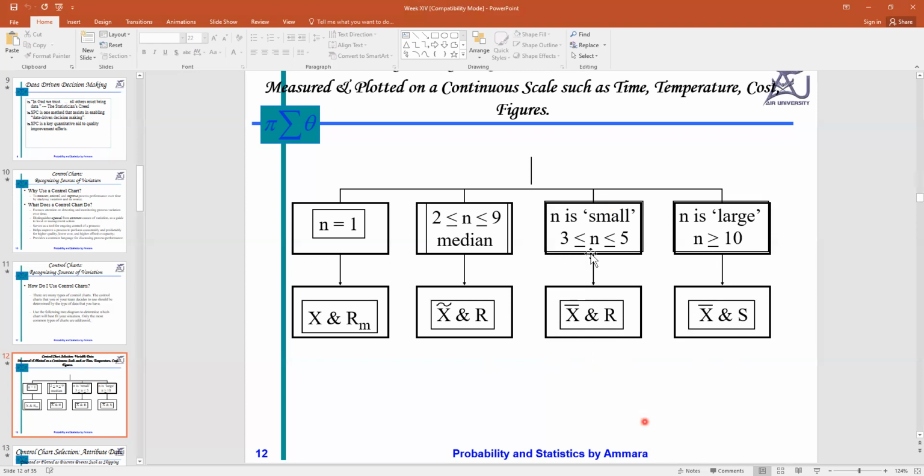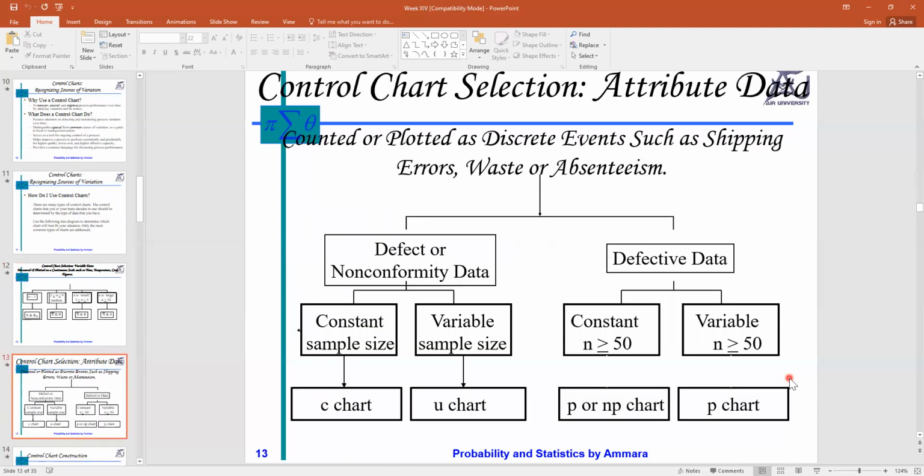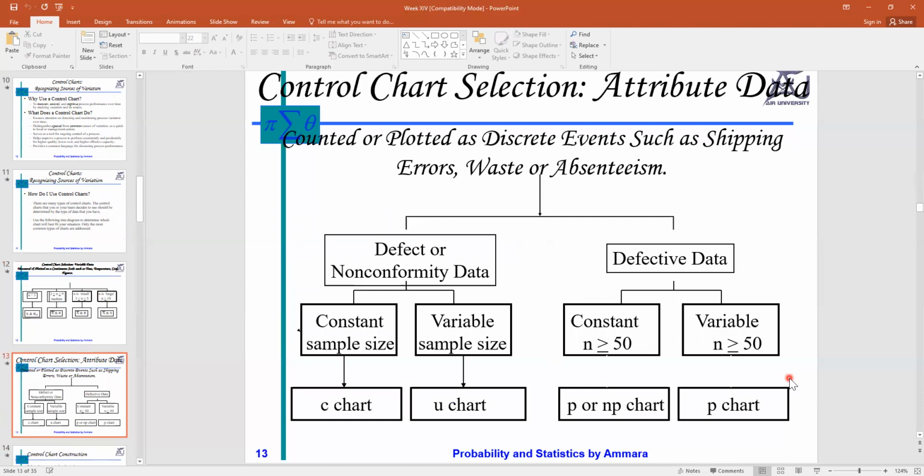But if this violates or lies outside the control limits, then we need to check the reason. Either it is out of control due to some cause, and we have to determine what the reasons behind that are. So here is the discussion about attribute charts.